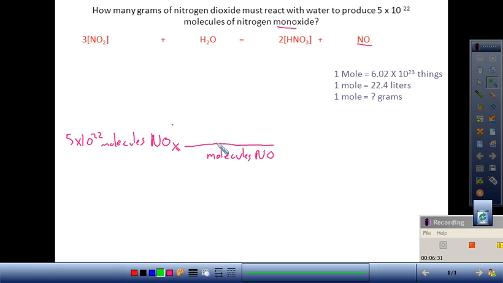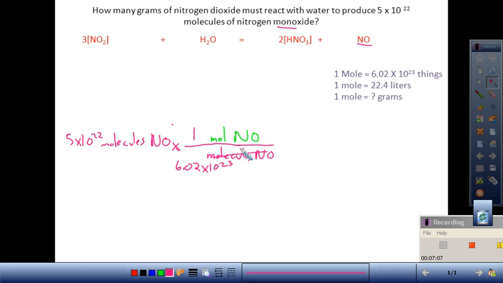Alright, so first, I cannot go directly from molecules to molecules. I can't go from things to things. I can only go things to moles. So from molecules, the only thing I can go to is moles. And if I'm in molecules of NO, I need to go to moles of NO. Again, molecules, I'm not going to have room for that, but it's 6.02 times 10 to the 23rd things. It's always 1 mole.